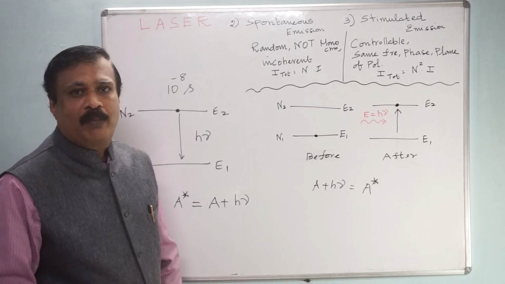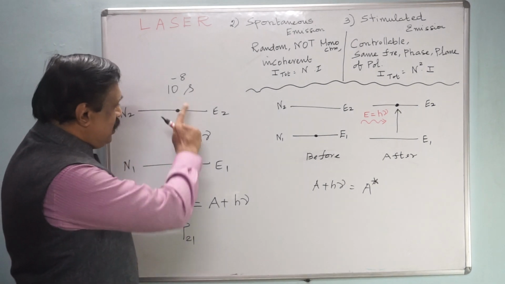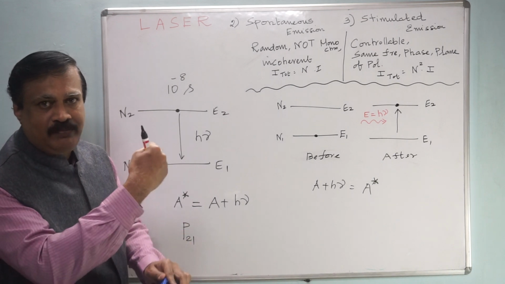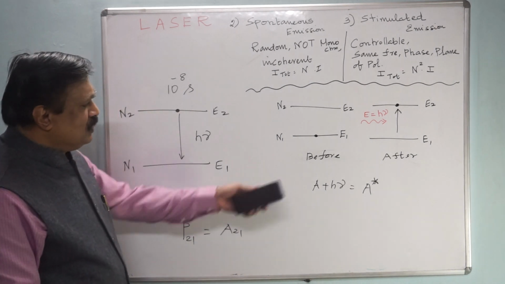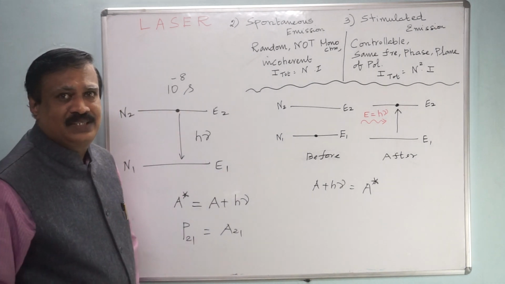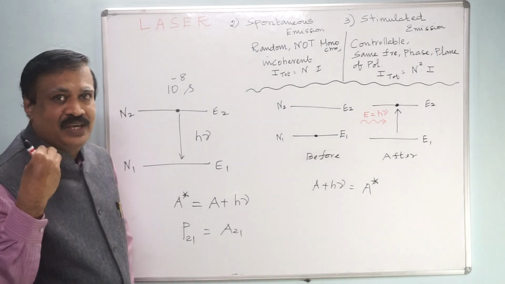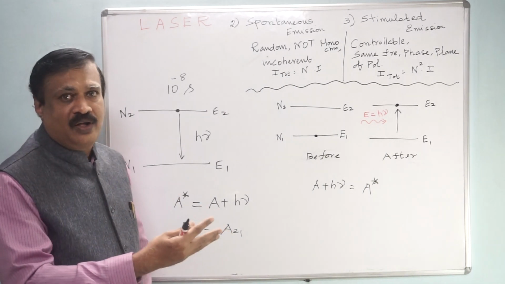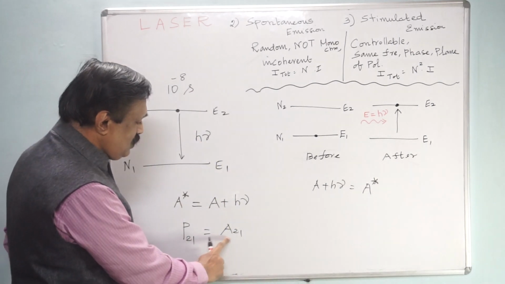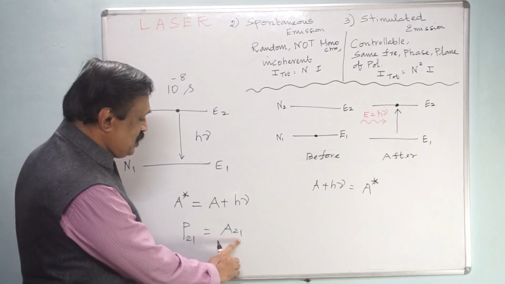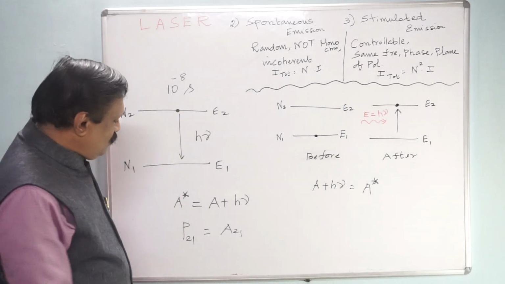Now we have to see the probability. The probability P21, because the atom jumps from the second state to the first state, is equal to A21. In the last class we saw it depends on the photon density, but here it is not involved. We are not giving any external source or external photon. Therefore, it is in the excited state and automatically comes to the ground state. Therefore, it equals A21 only. This is the Einstein constant of spontaneous emission. Now this is the probability.